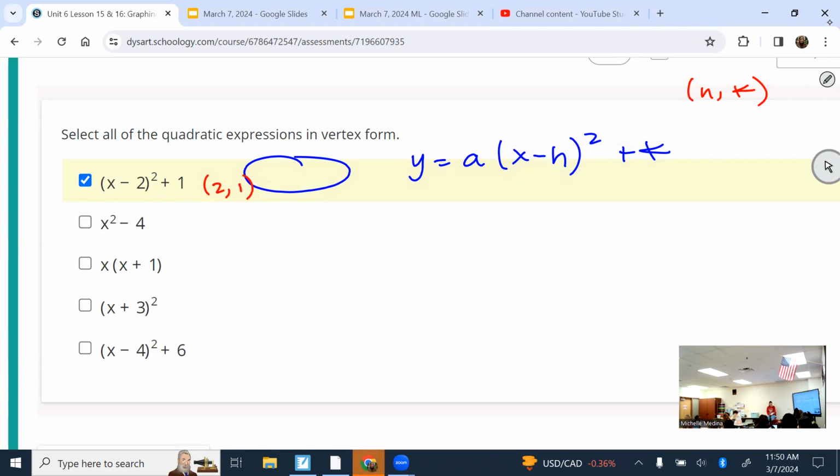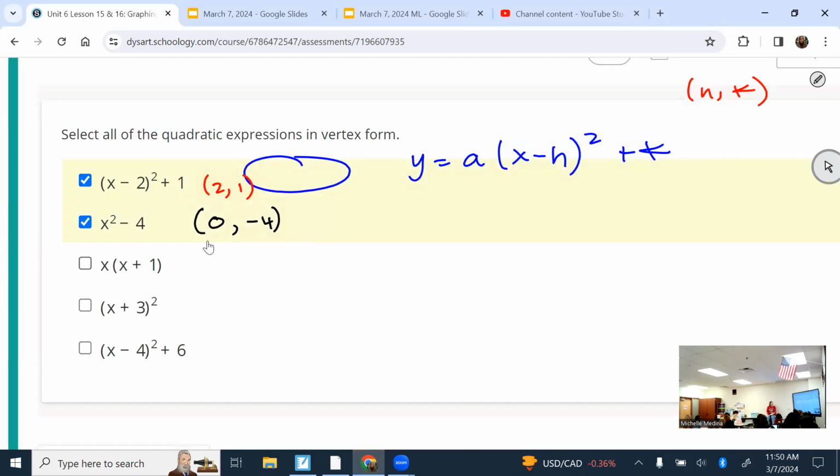Is the second one in vertex form? So actually it is, because I can tell my vertex from it. Since there's nothing in parentheses with the x, I know my h is going to be 0. And since this is a constant added or subtracted, I know that my k is -4. It is also in standard form too, but since I can tell my vertex from it, it's also vertex form.